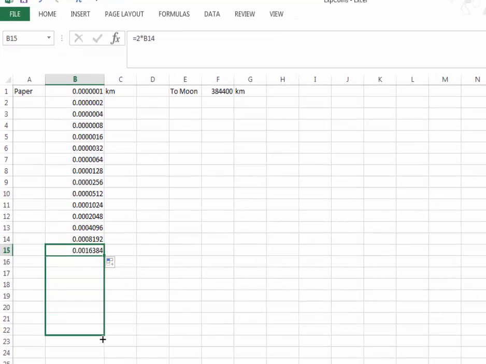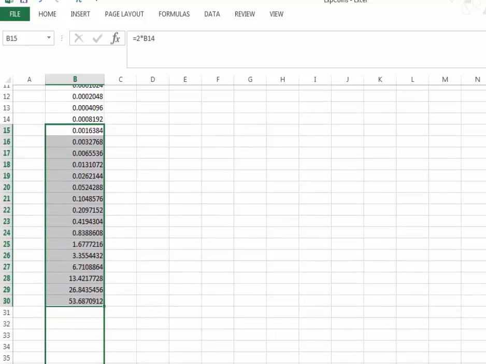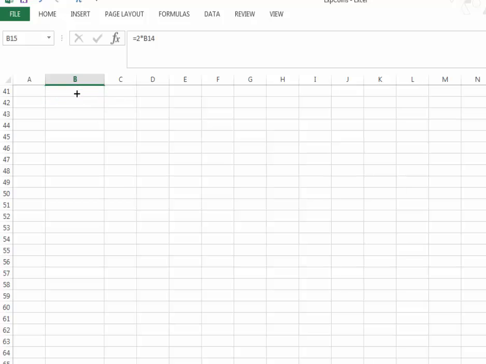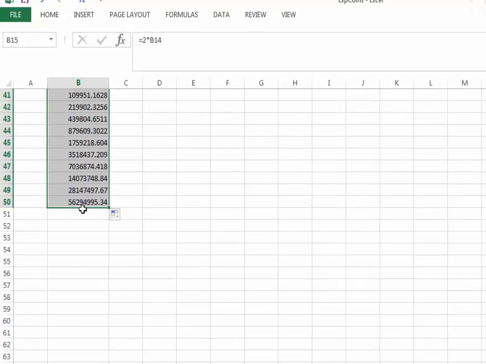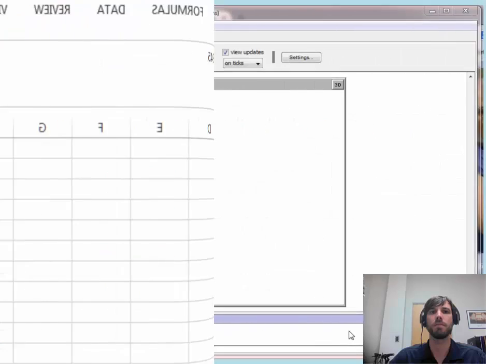But look at what starts happening as we move down to 20, to 30, let's go all the way down to 50. Notice that by the time we've gotten to 50 folds, we have far surpassed the distance from the moon. And backtracking, it looks like it actually took 46 folds for us to reach the moon.